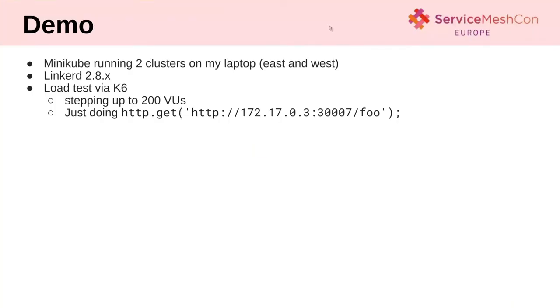Okay, let's get started with the demo. On my laptop, I have two Minikube clusters running, an east and west cluster, and I will show what that means in the next slide. I have Linkerd 2.8 running, since that's what we had at the time of the event, and I didn't want to change anything. The load test will be run via K6, and I'll be quickly stepping up to 200 virtual users to really drive load on my laptop. We're just doing simple GETs for this endpoint.